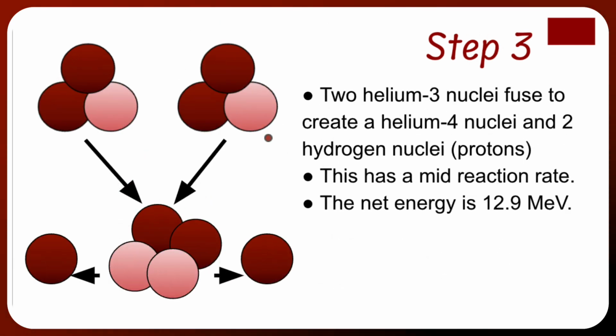Well, it's a good thing that step 2 happens very quickly, because notice I need 2 of these helium-3 nuclei to come together. But when they come together, 1 proton is going to pop off either side. So notice 4 nucleons, 4, 2 helium, and here's 2 protons. I also get some more energy when this happens.